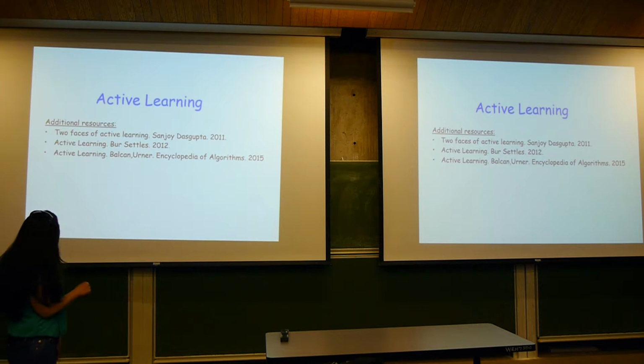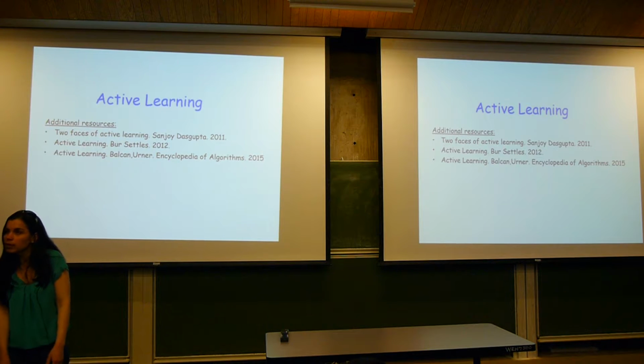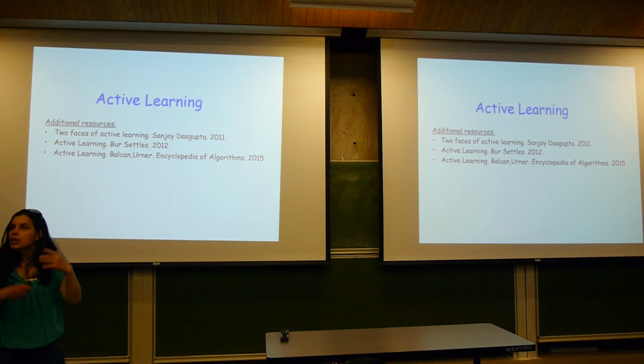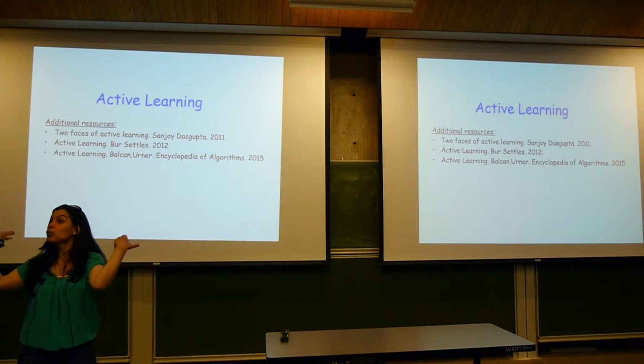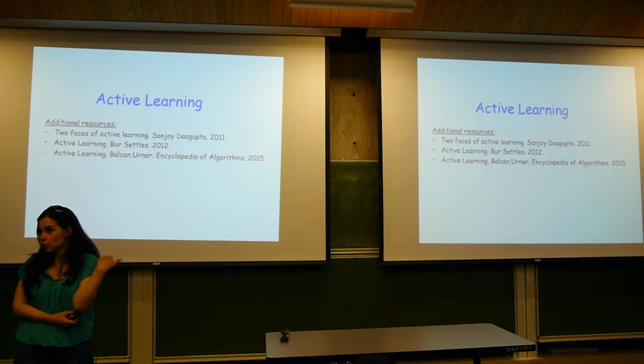I'll also put a link to a more practical survey by Burr Settles discussing what heuristics people use in practice for active learning. And I will include a small, more algorithmic note that I wrote for the Encyclopedia of Algorithms on active learning. This is a very modern topic, so the classic books like Tom's book or Bishop's book don't even include it. But it's a very important topic and it's good to cover it.